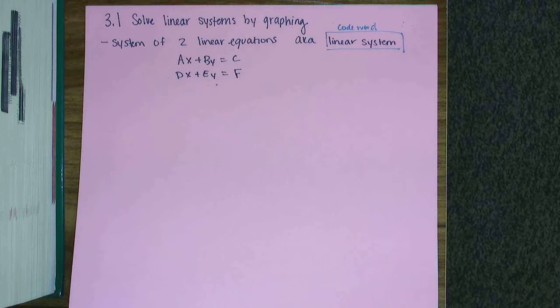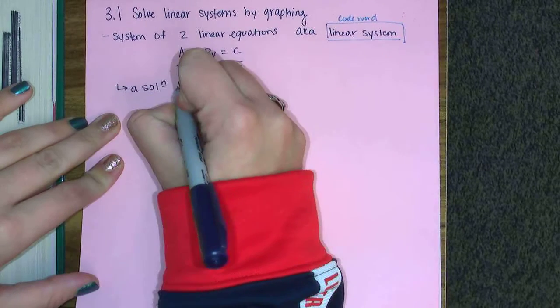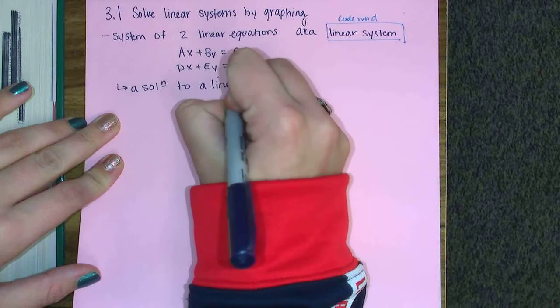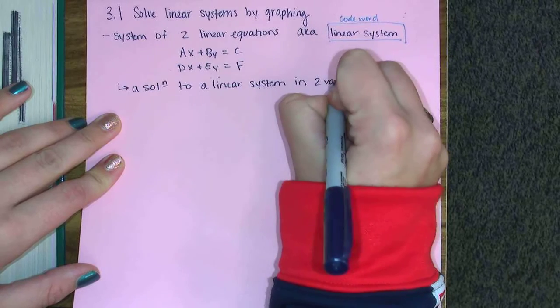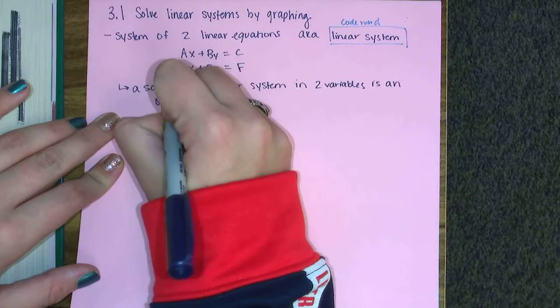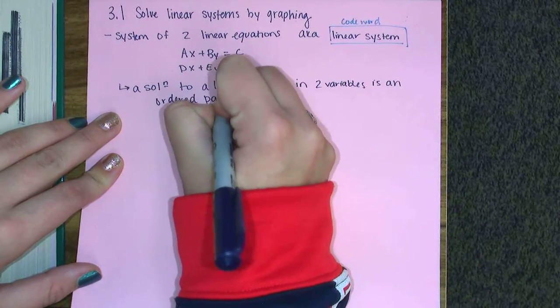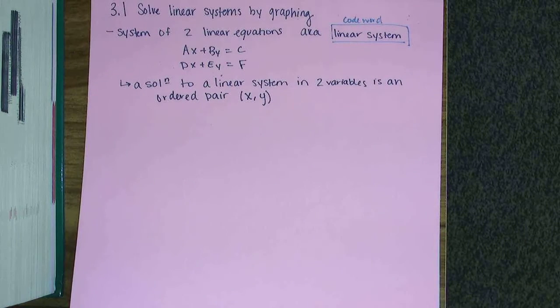And it doesn't have to be written this way. You could have it in y equals mx plus b form, but just so you know, roughly this is what it looks like. A solution to a linear system in two variables, meaning x and y, is an ordered pair (x, y).